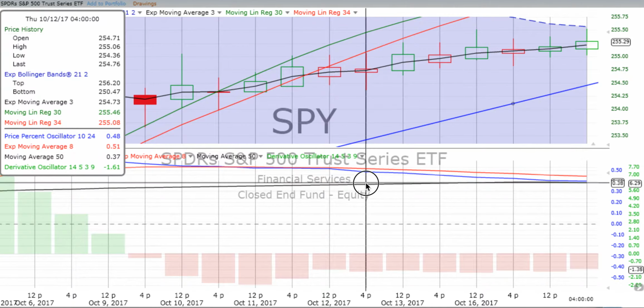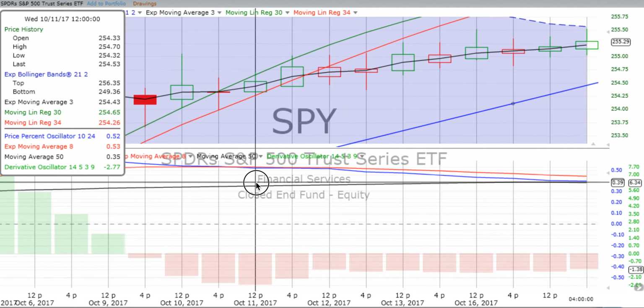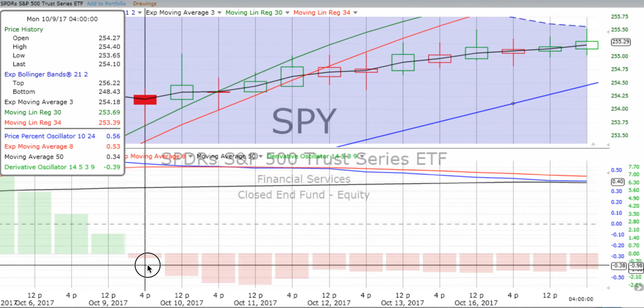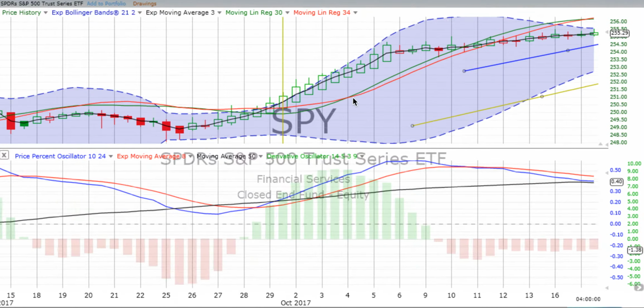And again, we had the 4-hour crossover going down. It actually occurred all the way back on the morning of the 11th of October, that Wednesday. So it's interesting to watch how the price percent oscillator, and if you go all the way back to the derivative oscillator, it rotated over to the negative, strangely enough, all the way back on Monday the 9th in the afternoon. So it's very interesting why the market did that.